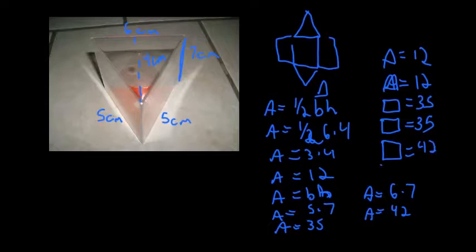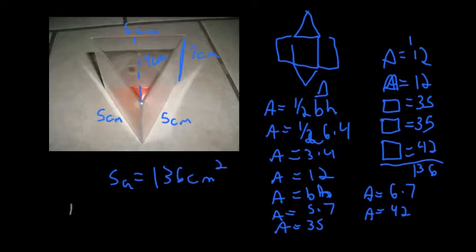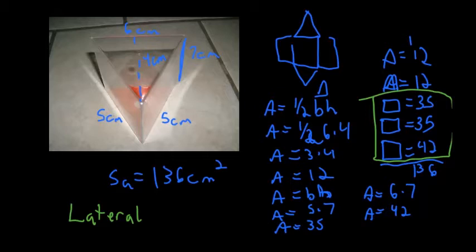So now I found the area of all of my shapes, and I just need to add those together. So my total surface area for a triangular prism would be 136 centimeters squared. If all I wanted was the lateral, then that's just these 3 rectangles there. Add those together, so 35 plus 35 is 70, and then 70 plus 42 would be 112. So that would be 112 centimeters squared for my lateral surface area.